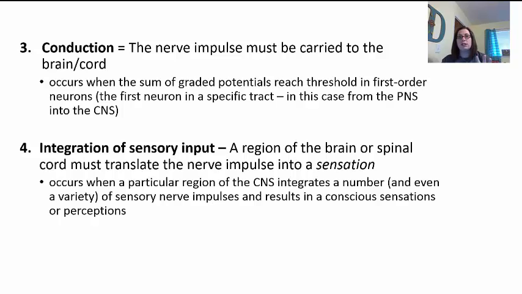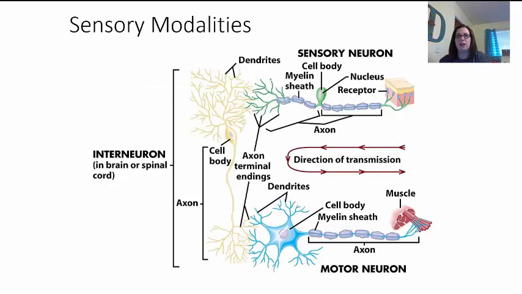Okay, but there's the 4 steps. All right, we have to actually stimulate the receptor. Okay, we've got to change the environment. Then we're going to do transduction, where we're going to change that environmental change into an electrical signal that we then send down the neuron, which is conduction. And then we've got to interpret or integrate what that sensation is, and that's step number 4. Okay, so there's 4 steps.